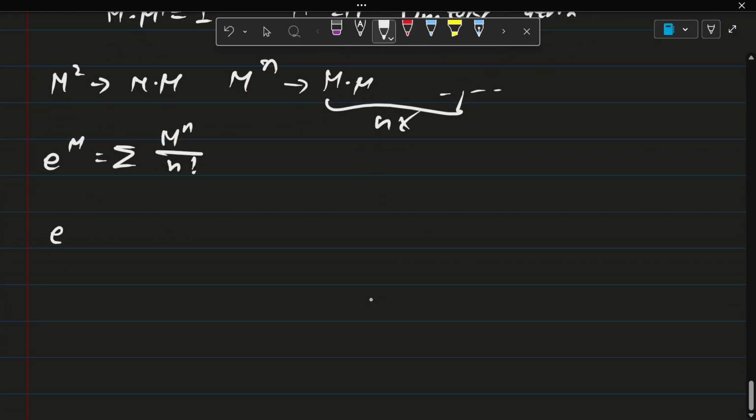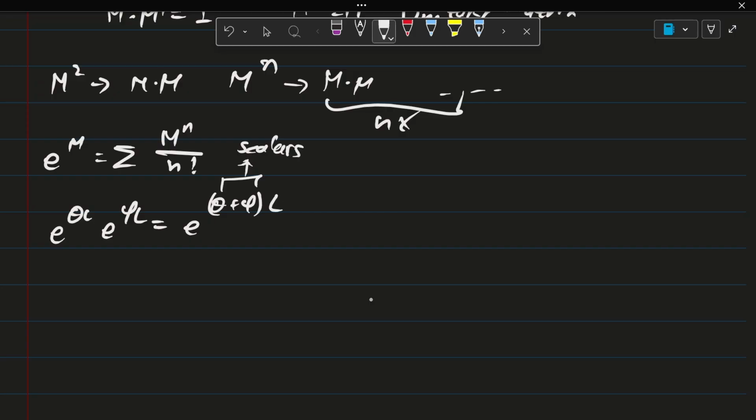You could do e to the power of theta L and e to the power of phi L, and it supplies you with e to the power of theta plus phi L. This holds as long as theta and phi are scalars. But if you do e to the theta L and e to the phi m, what you would get is not e to the theta L plus phi m. Instead, you would have another commutator here, multiplied by theta phi over 2.